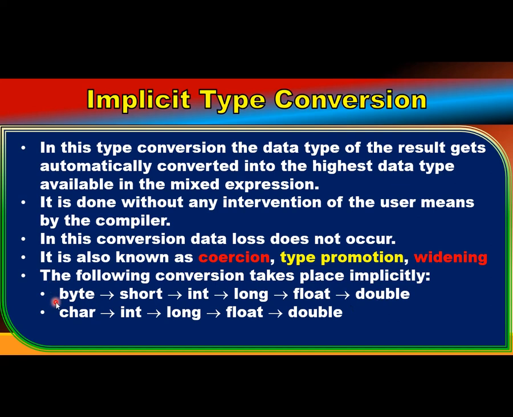If in an expression the variables are of different data types up to float, from byte to float, then the output will be float type. If in an expression the variables are of different data types from byte to long, then the output will be in long data type, and so on.